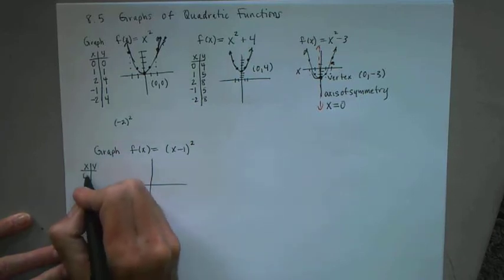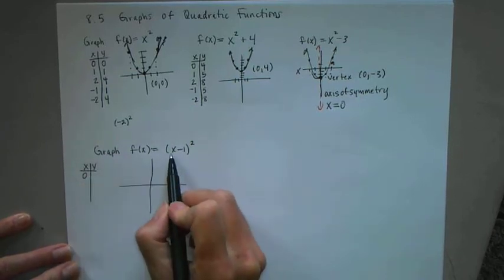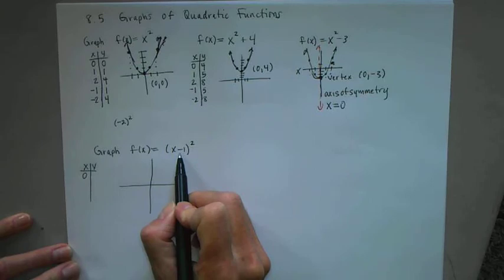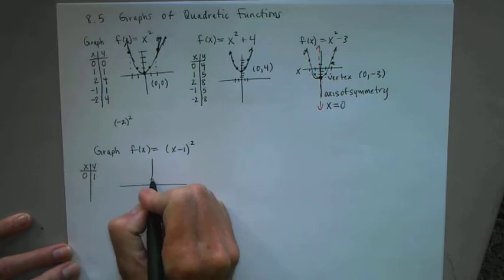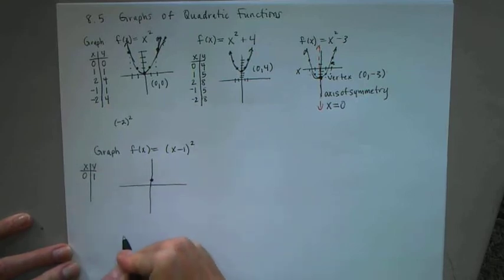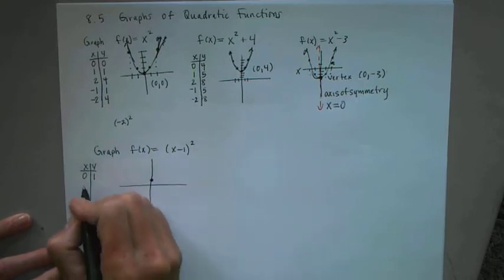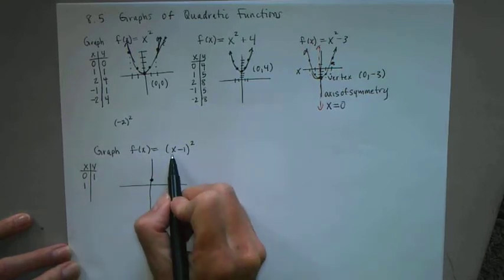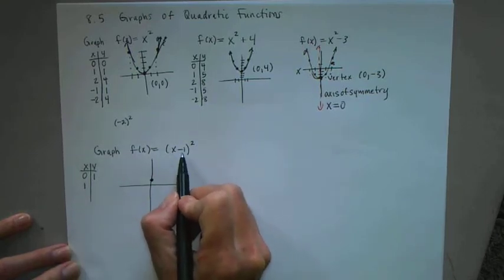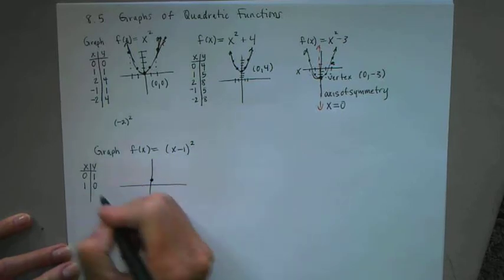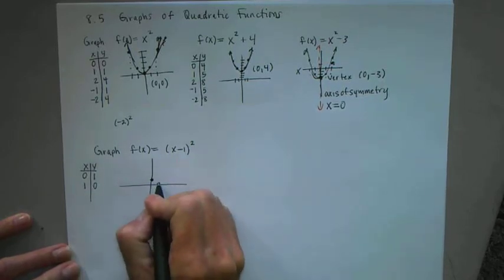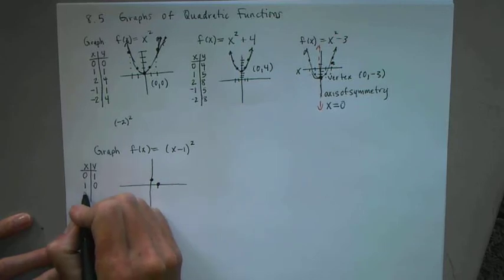So if I plug in 0 now for x, 0 subtract 1 is negative 1. Negative 1 squared is 1. So over 0, up 1. Well, that's a little bit different. Alright, now let's put in 1. If I put in 1, look, 1 subtract 1 is 0. 0 squared is 0. So over 1, up 0. Now let's keep going that way.